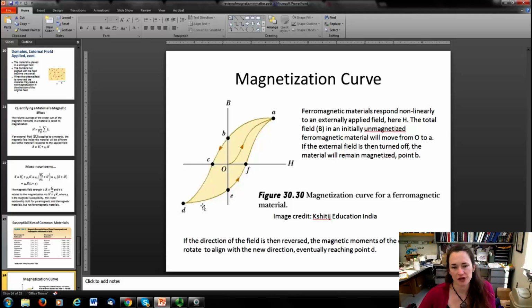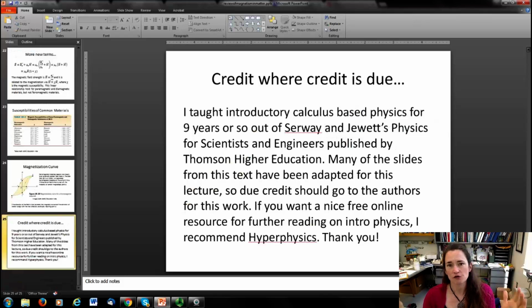If you keep going from there, you get this S curve generated, and it's known as a magnetization curve or occasionally a hysteresis curve. So that's the story with ferromagnets. You can't really talk about what the susceptibility of them is because the response is nonlinear, and that slope is going to change as you change your external magnetic field strength.